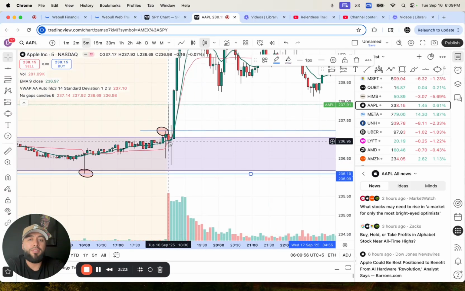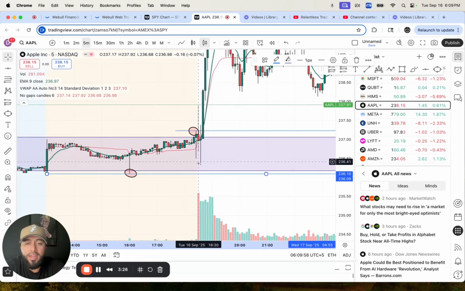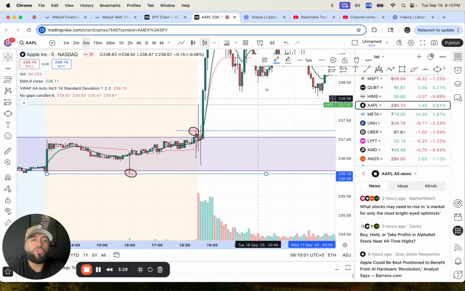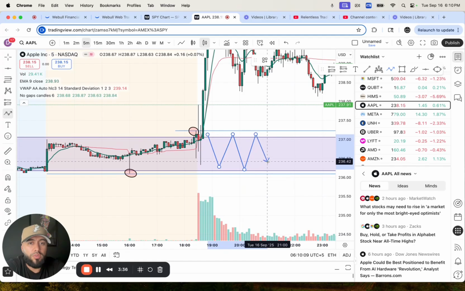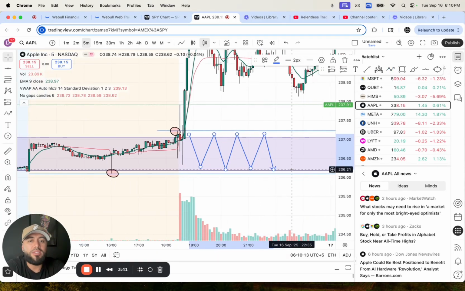If we're inside this pre-market high and pre-market low, we don't trade it. We don't want to be trading in the zone. This is what is called trading in the zone. As you can see here with the drawing that I'm creating, this is trading in the zone. We don't want to trade in the zone.